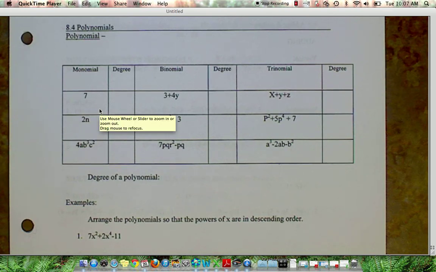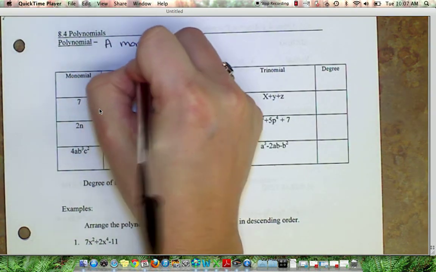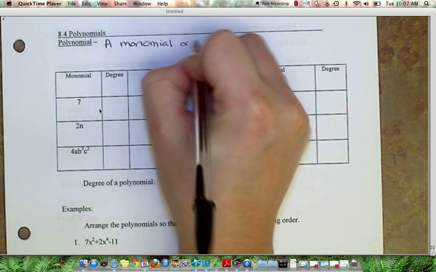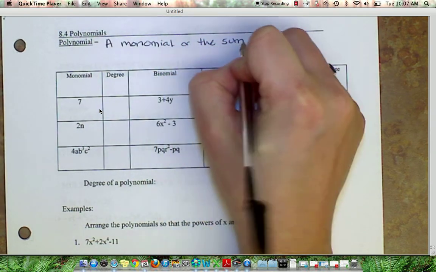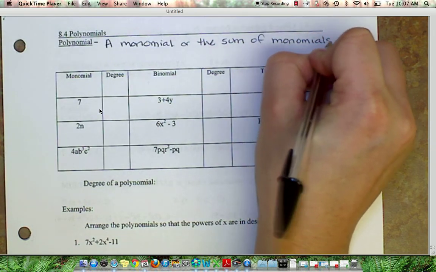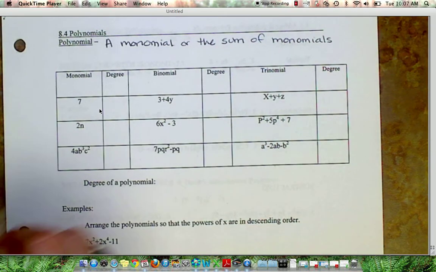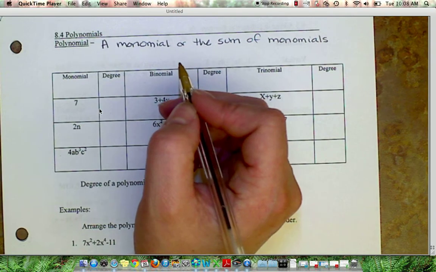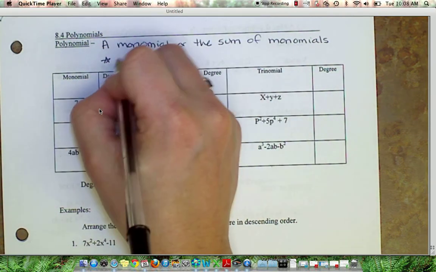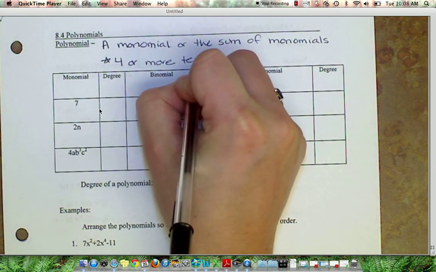8.4 is all about the polynomials. We will also talk about section 8.5 today, but we need a definition of a polynomial so we know what we're talking about. A polynomial is a monomial, or the sum or difference of monomials. And a monomial, we'll talk about what that is as well. Sometimes we use polynomial to also refer to 4 or more terms.